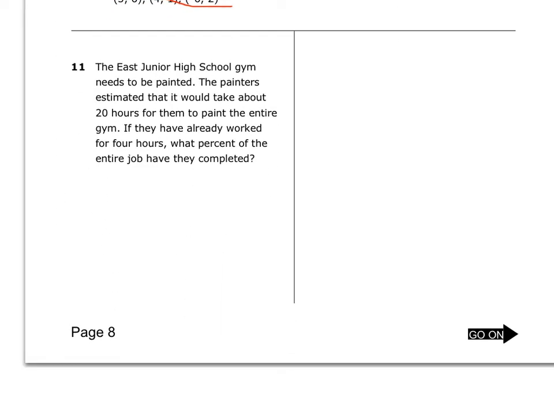Number 11. The East Junior High School gym needs to be painted. The painters estimated that it would take about 20 hours for them to paint the entire gym. If they have already worked for 4 hours, what percent of the entire job have they completed? Now, we can't make a percentage off the top of our head. Alright? What we can make off the top of our head is a fraction. Alright? Out of the 20 hours it's going to take to paint, they've already done 4 hours.